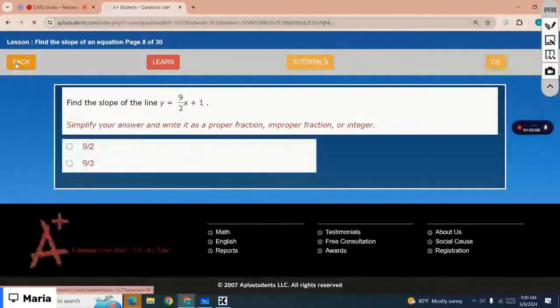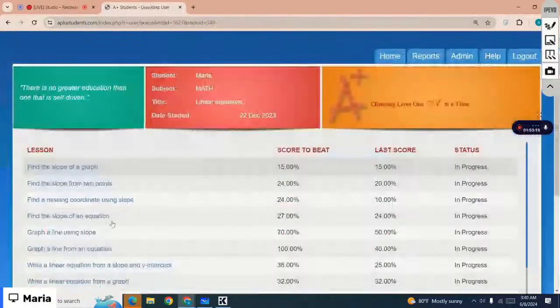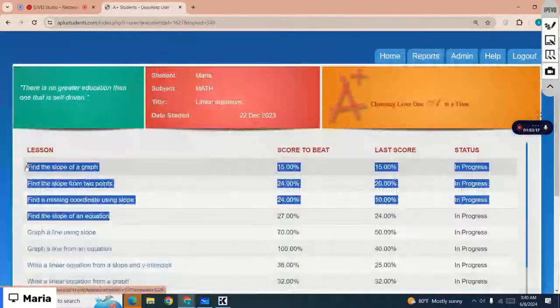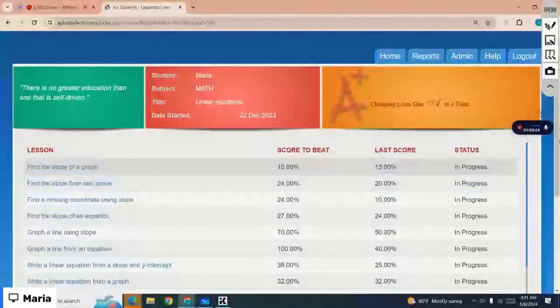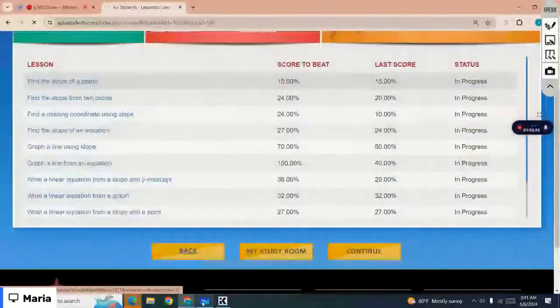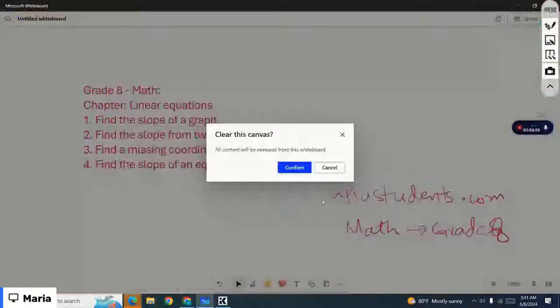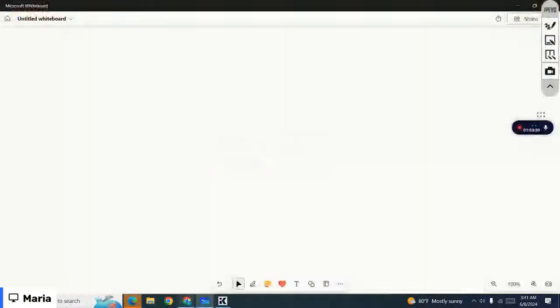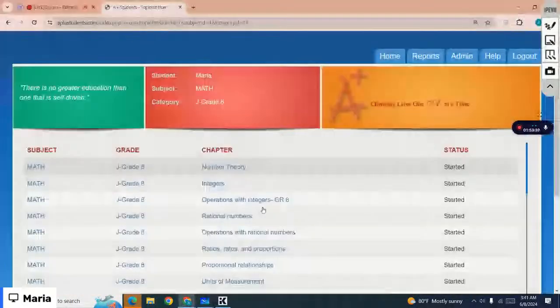So we were working on grade 8 math. The chapter we were working on is linear equations. The lessons we have covered today are find the slope of a graph, find the slope from 2 points, find the missing coordinate using slope, and find the slope of an equation. Please make sure before the next session you complete all the practice questions for the lessons we did today. That is your homework until the next session.